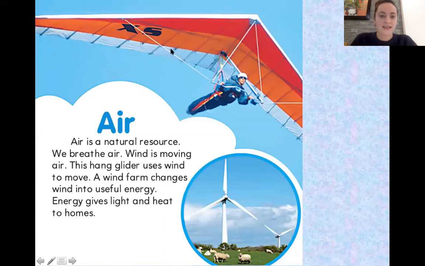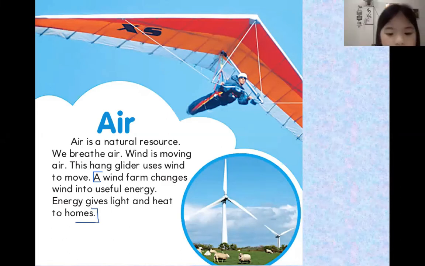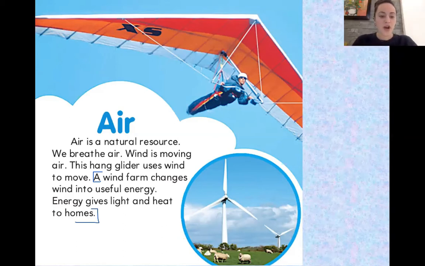All right, let's see. Can someone read the end of it here, this part? Funny, go ahead. A wind farm turns wind into useful energy. Energy gives light and heat to homes. Very good job. So remember, we said coal and oil give energy and electricity. Coal and oil give light and heat to homes, but they're dirty. They make pollution when we use them, and it hurts the earth to get coal and oil because they're under the ground.